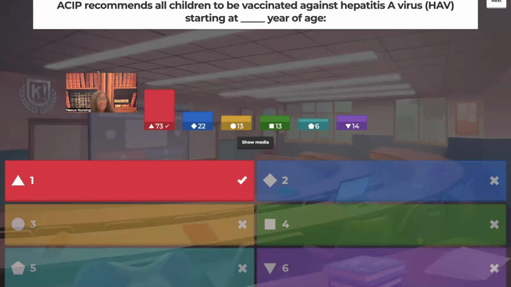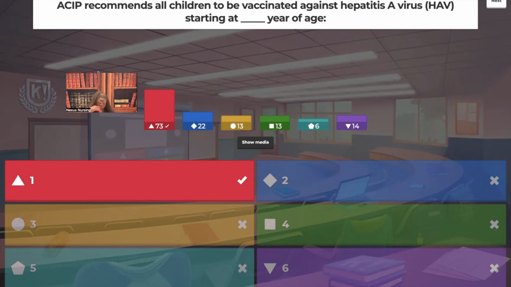Very good. One is a huge milestone. That's where they get the most vaccinations in one visit. That's when they go from the bottle to the sippy cup. That's when they go from formula to whole milk. Huge milestone, 1 year old.